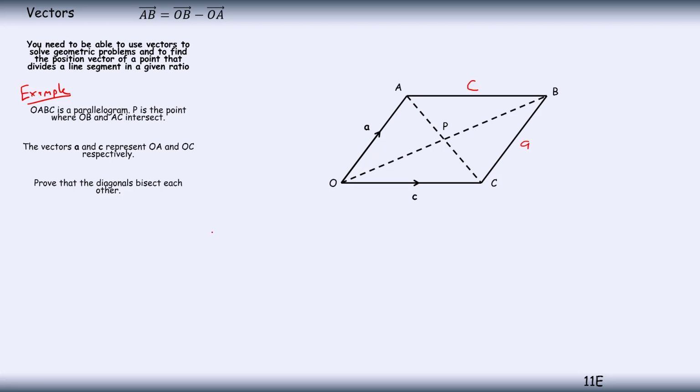So let's look at the diagonals in turn. First, let's look at OB. The vector OB, I can get to the position vector B by traveling from O to A and then from A to B. So that's equal to OA plus AB. So I can travel along that way. That means I can write it as A add C.